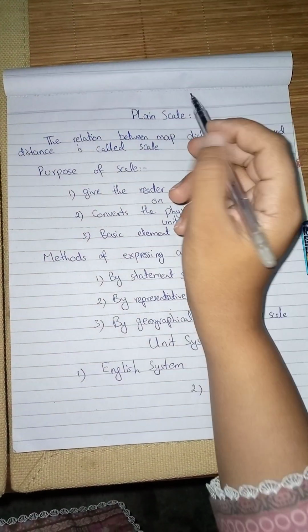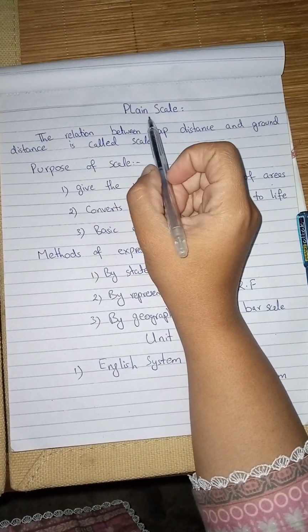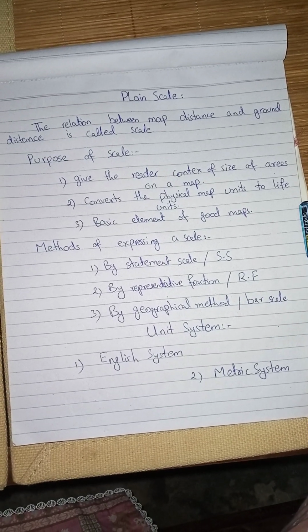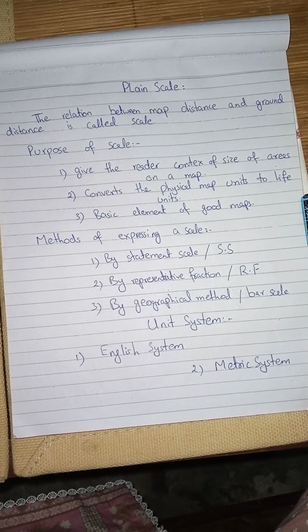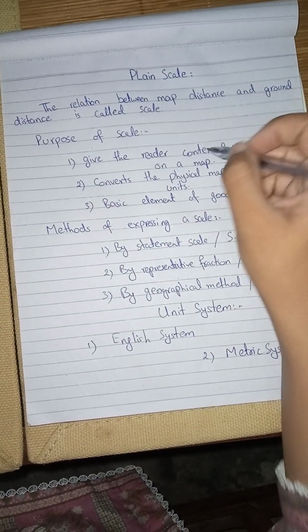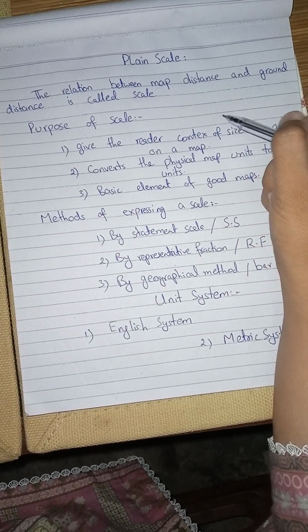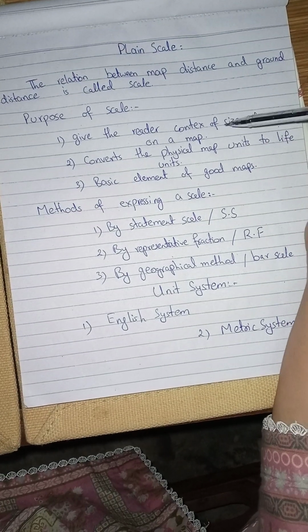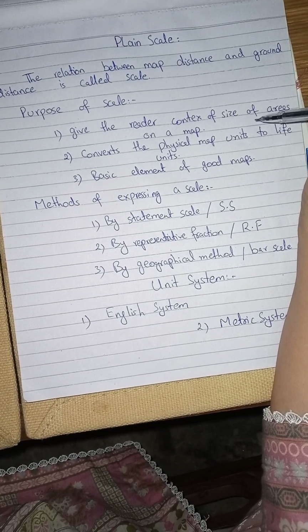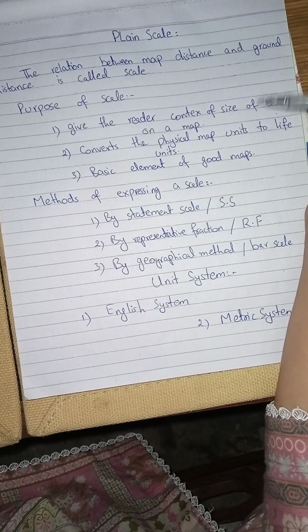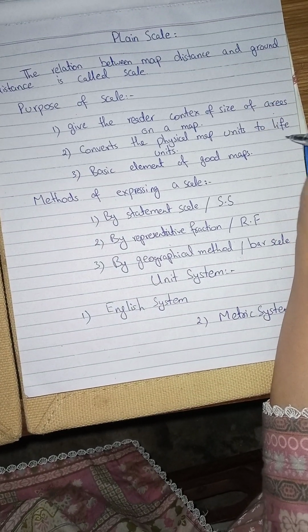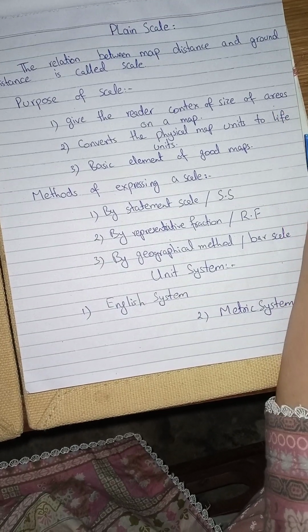Today we are going to learn about plane scale. Plane scale is basically a scale. We define it as the relation between map distance and the ground distance. The purpose of making a scale is, first, that it gives the reader context of the size of areas on a map, and it converts the physical map units to real-life units.